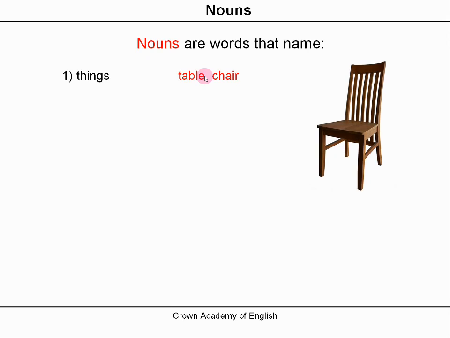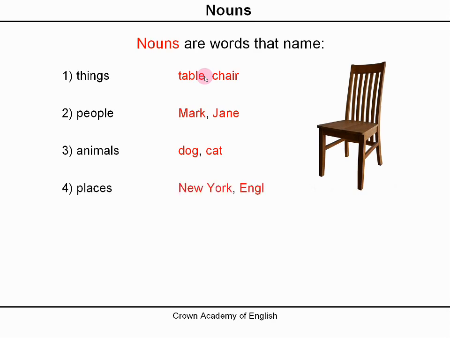So they can name things, for example, a table or a chair, people, so Mark or Jane, or perhaps even driver or pilot. Animals, for example, dog and cat. And of course, places, New York, England.